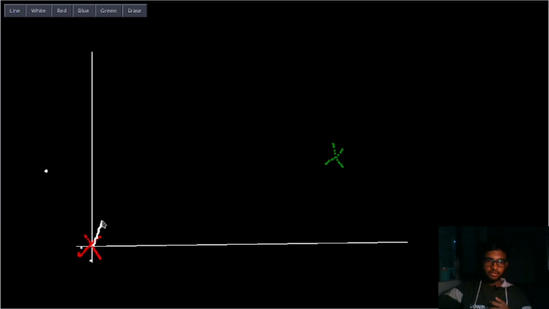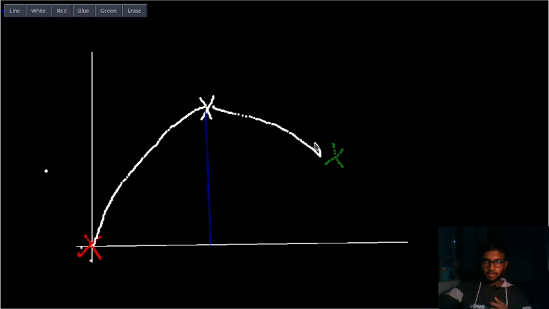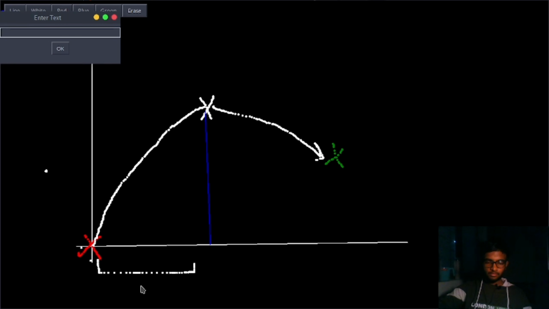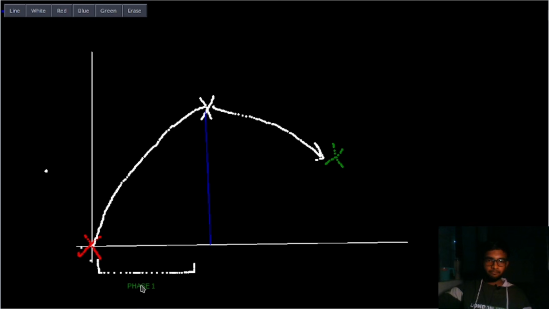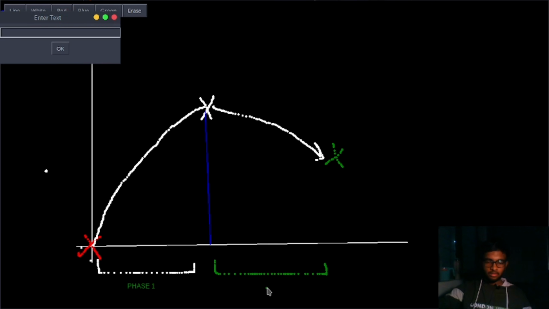We start from the origin here, we move up to this point. This point is the maximum amount of height that we follow. Now once we've reached this point, we then move all the way down here. This is our phase 1, and this is our phase 2.